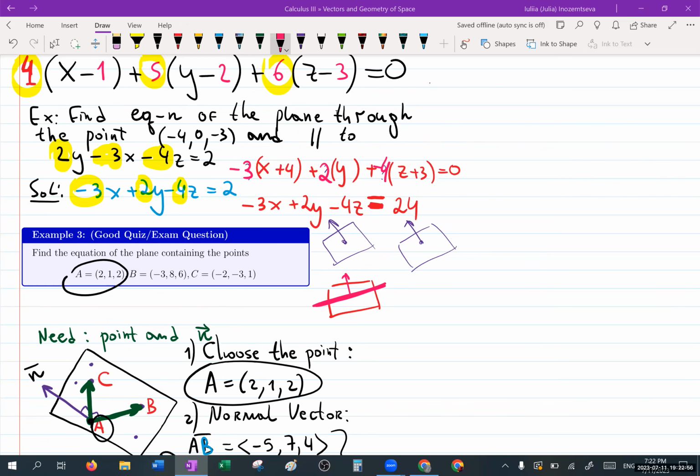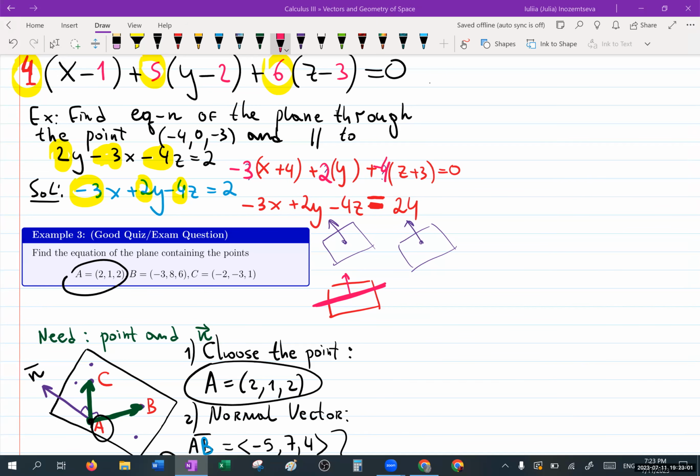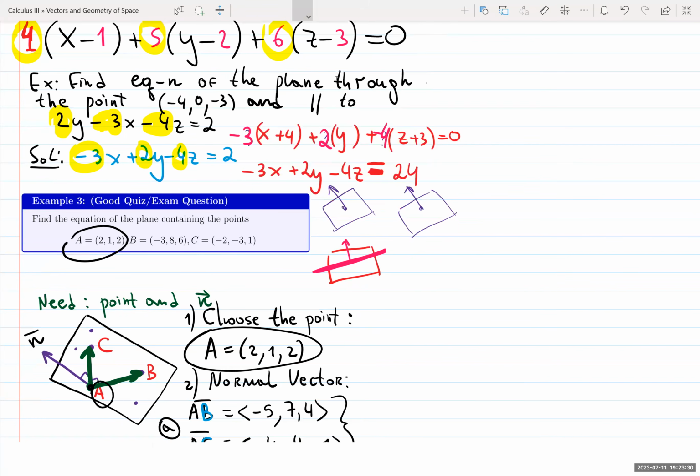And there's a question also. On the practice thing, there was a problem where we need to match the graph with the equation. You definitely should expect some graphs. I don't like putting them on a test, but they told me that there should be graphs for the online class. For the in-person class, we usually don't do it. For the online class, because we're copying it from homework exactly, they just put some graphs there, and sometimes you need to match stuff, unfortunately. So definitely review that. Good questions.